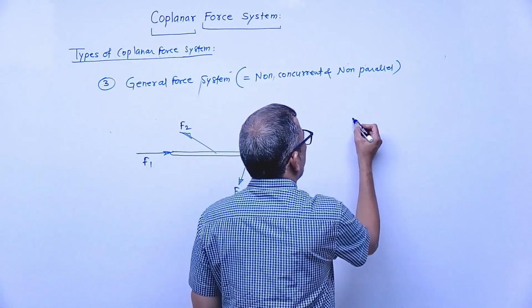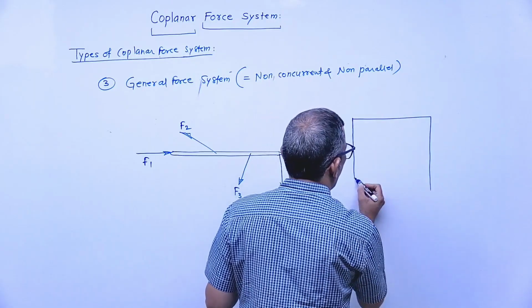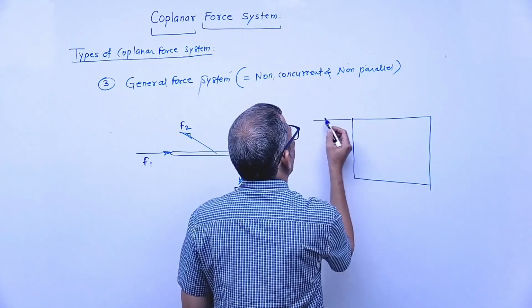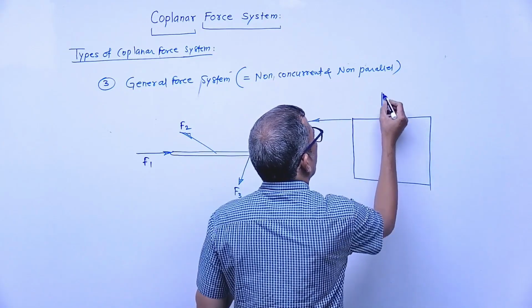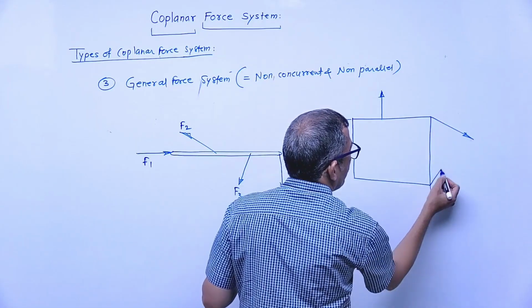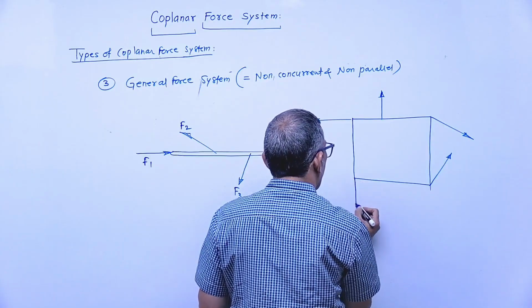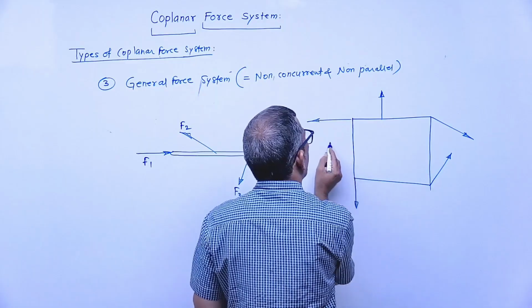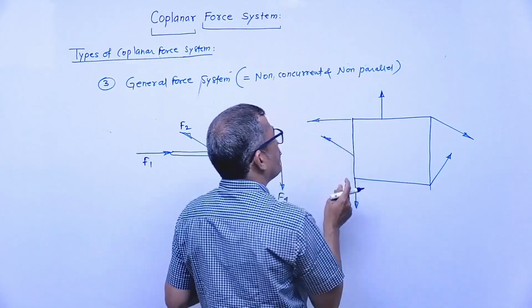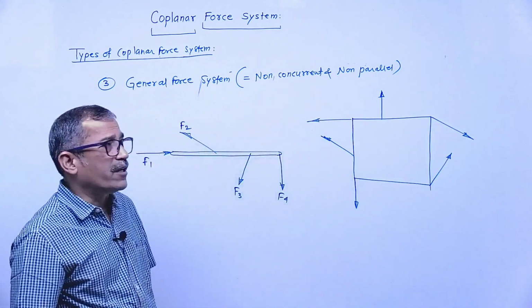Maybe some plate is given, something like this, and a number of forces are acting. One force is acting leftward, one force is acting like this, one is inclined, another one is acting something like this. Here the force is acting in the vertical direction, here the force is acting in some direction like this. 1, 2, 3, 4, 5, 6: F1, F2, F3, F4, F5, F6.